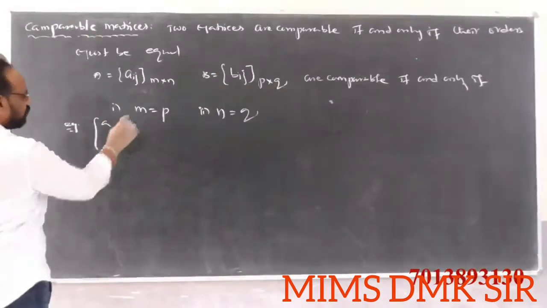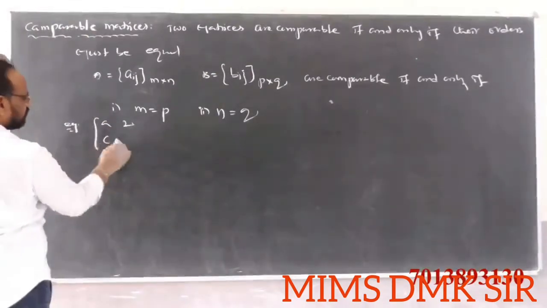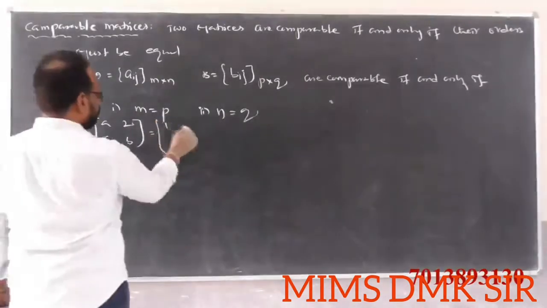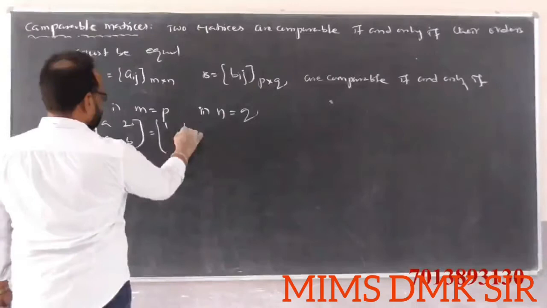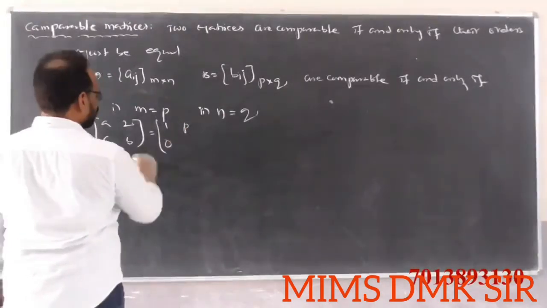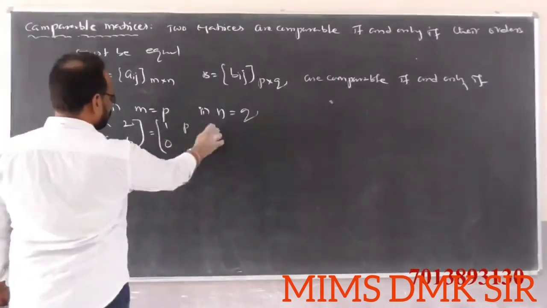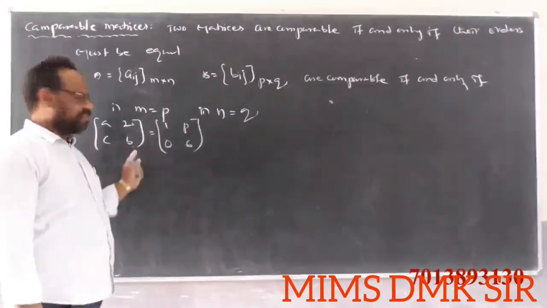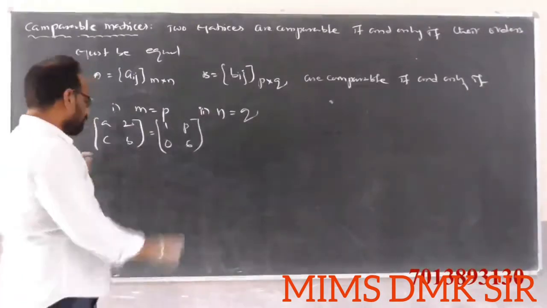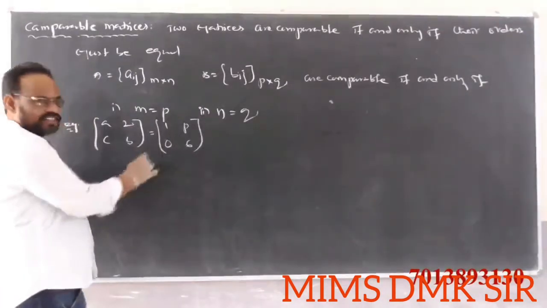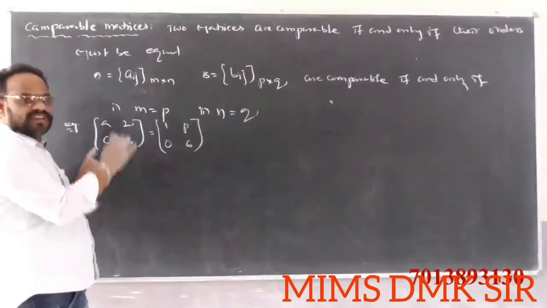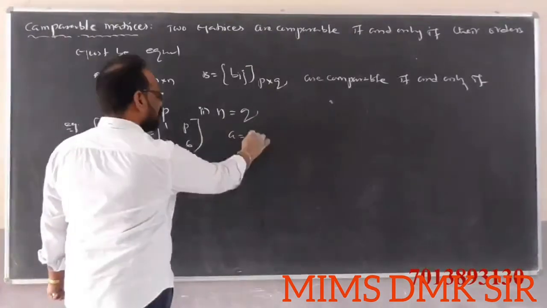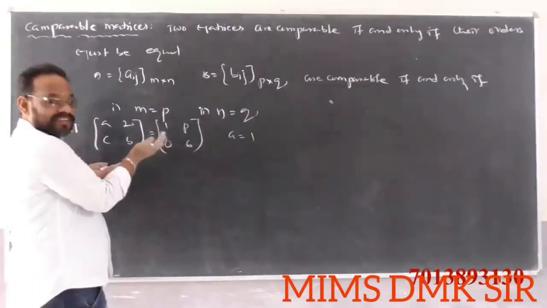Observe here, if you take one example, this is matrix A, equals 1, b, 0, 2, and the other is a, 2, c, 6. Observe here, these two matrices are comparable. If they are comparable, then compulsorily their orders must be equal. Then only two matrices are comparable. But also we find the values. Here two matrices are comparable.